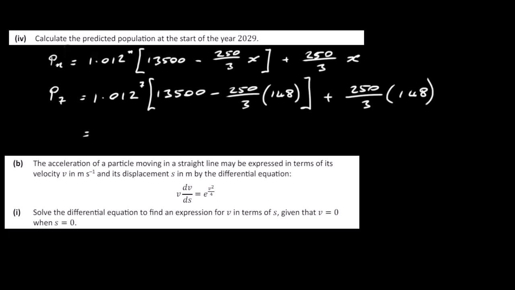Look, that's all just calculator work, so I'm not going to go through all of that. You can do that yourselves. But you end up with 13601.5 and so on. So I'm going to round that up to 13602. So this is my answer here. 13602, that's going to be the population at the start of the year 2029.